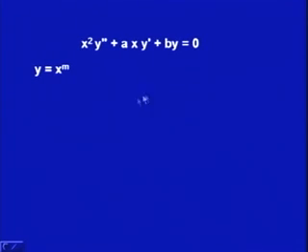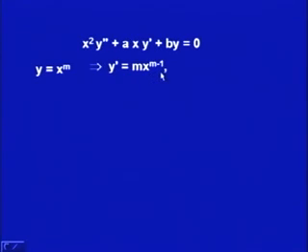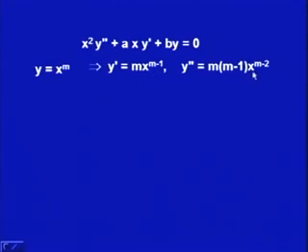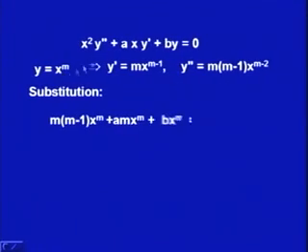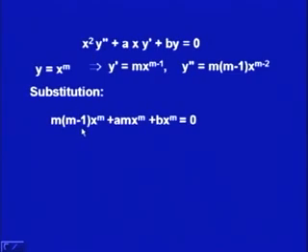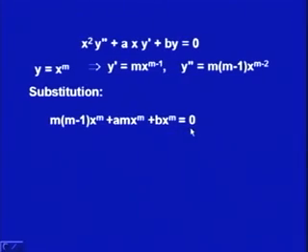Why? We see that y dash would be m times x to the power m minus 1, and y double dash would be m into m minus 1 times x to the power m minus 2. So, if y is equal to x to the power m is a solution of this equation, these things must satisfy this equation. So, let us substitute it. If we substitute, we would get m into m minus 1 x to the power m plus a times m x to the power m plus b times x to the power m is equal to 0.